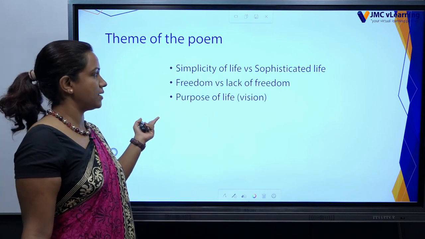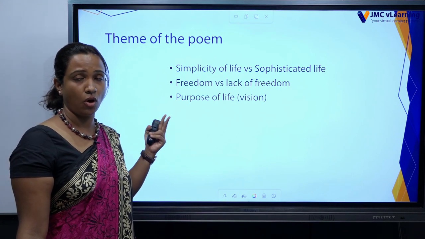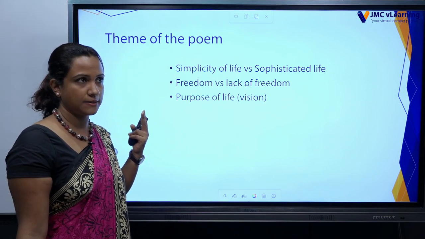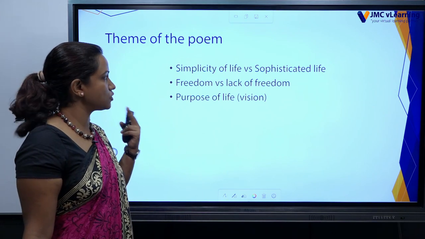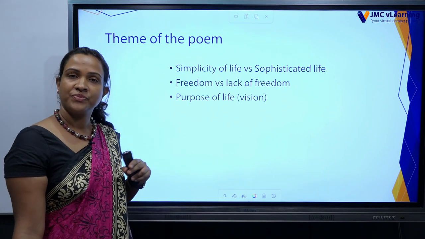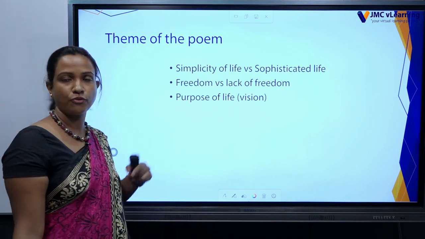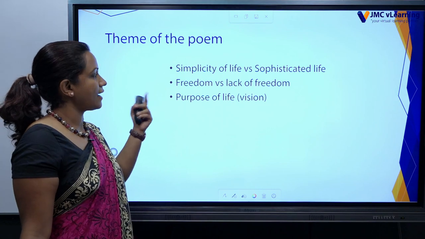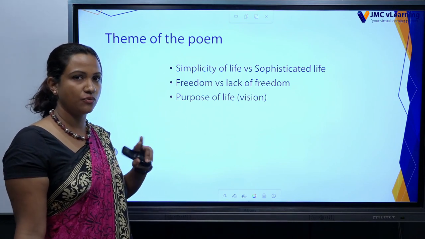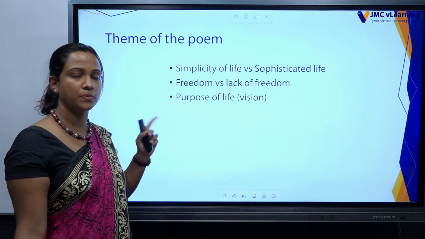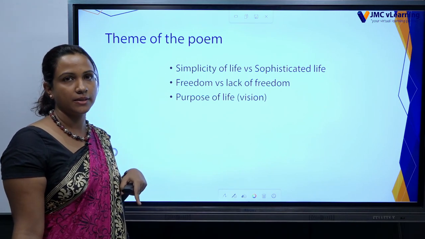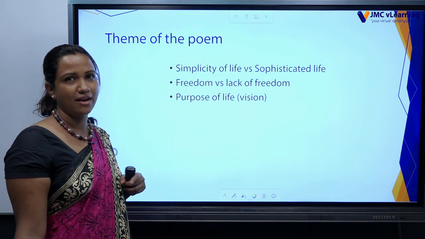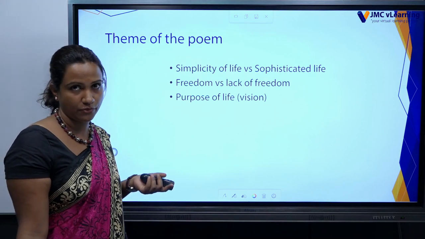Also, it speaks of freedom and lack of freedom. The goblet life has less freedom. It's like not present, not living. It is a sort of death situation. But natural life is full of freedom, and it has access to natural living. There is also a difference in vision, the purpose of living. There is a purpose of living in the natural life, and in the urbanized life, the present life of the goblet, there is no purpose of living.